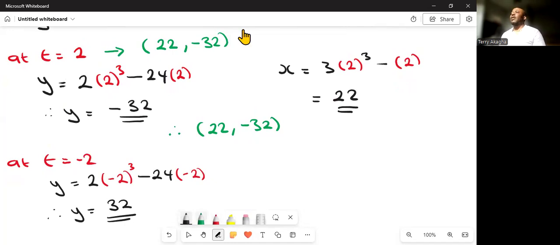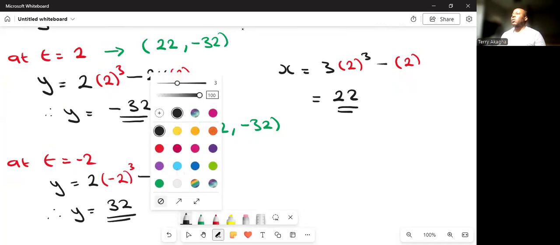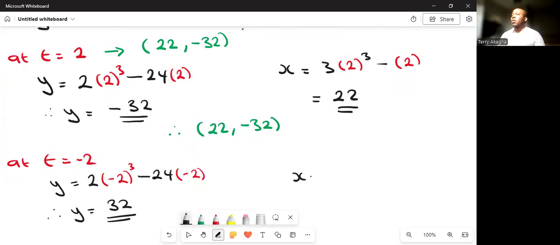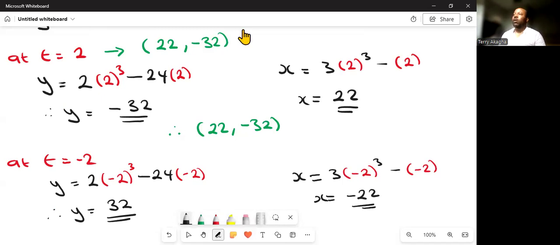Now we're going to do the same thing for x. So x will be equal to 3 into brackets minus 2 all raised to power 3 minus, then you also have minus 2 as well. And when you press your calculator for that, x as well is going to be equal to minus what? 22. Are you seeing it?